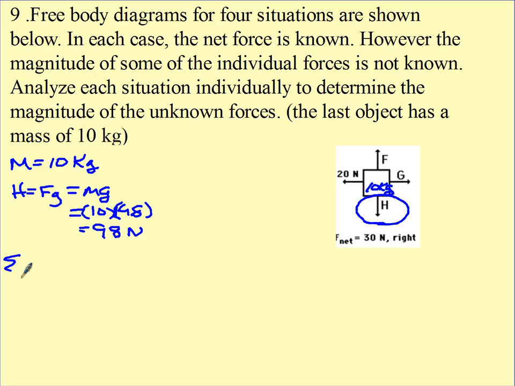So now, sum the forces in y, and it's 0 because it's not moving in y. What forces do I have going up? I have F. What forces do I have going down? I have H. This equals 0. So I'm going to add H to both sides. So F is equal to H. And I've already calculated H is 98 newtons.